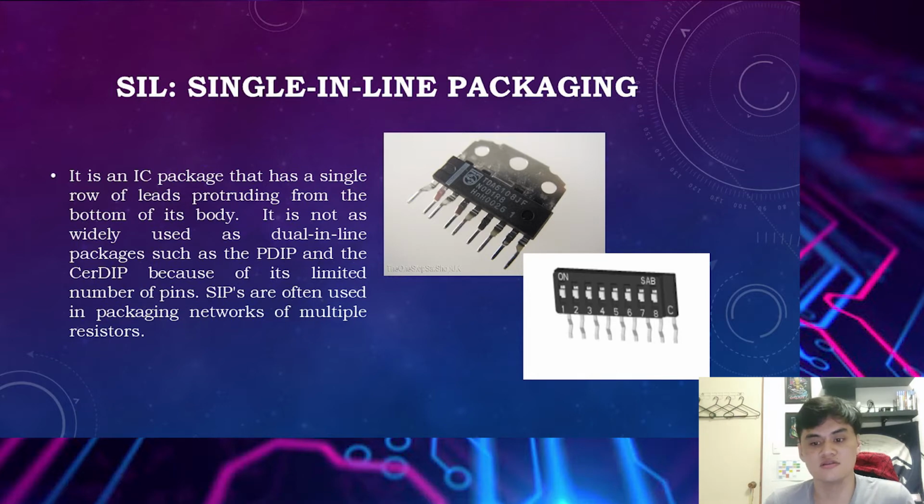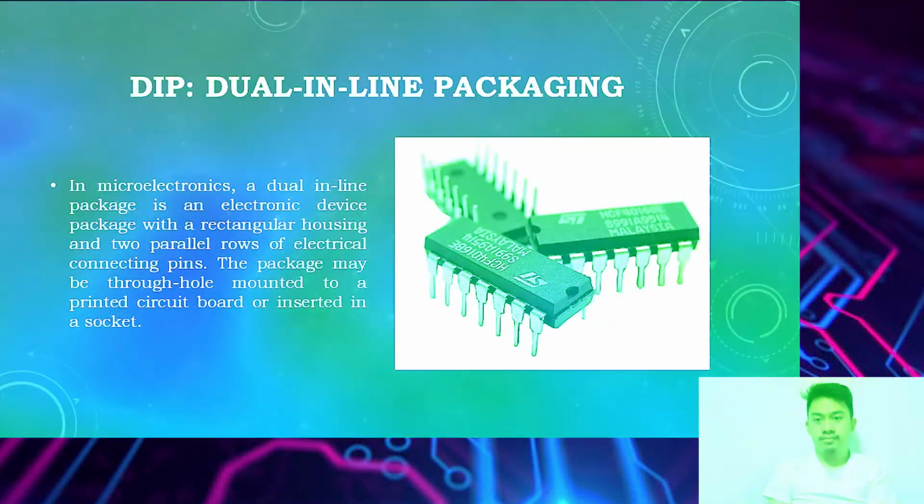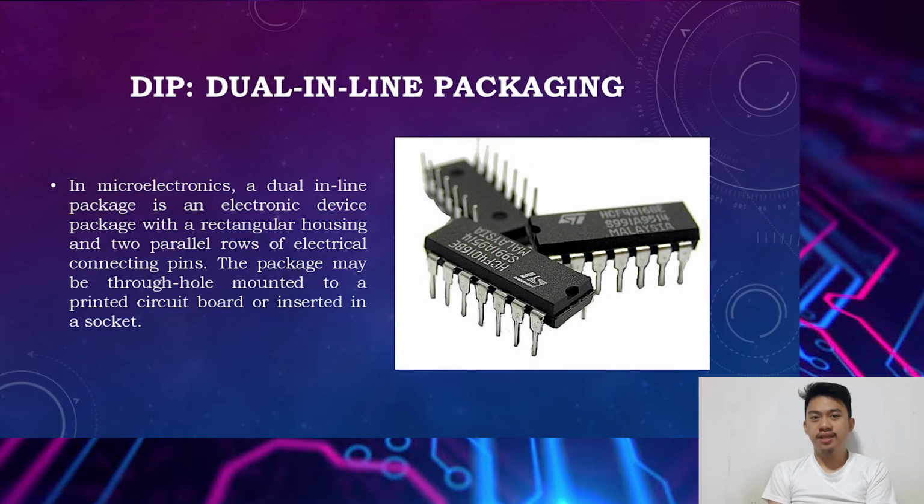It is not as widely used as dual inline packages such as the PDIP and the SDIP because of its limited number of pins. SIPs are often used in packaging networks of multiple resistors. Another type of packaging is the DIP, or dual inline package. In microelectronics, a dual inline package is an electronic device package with a rectangular housing and two parallel rows of electrical connecting pins. The package may be through-hole mounted to a printed circuit board or inserted in a socket.